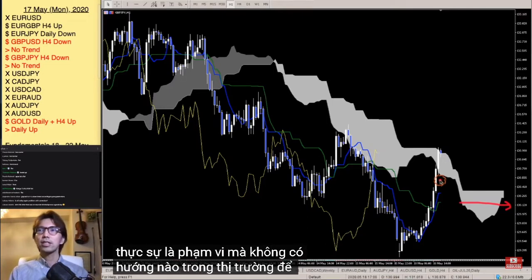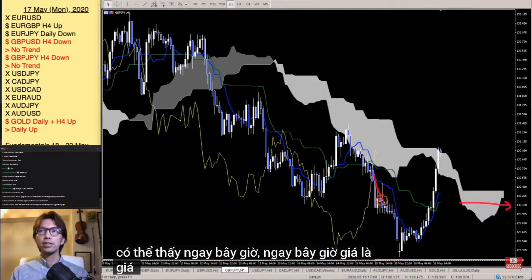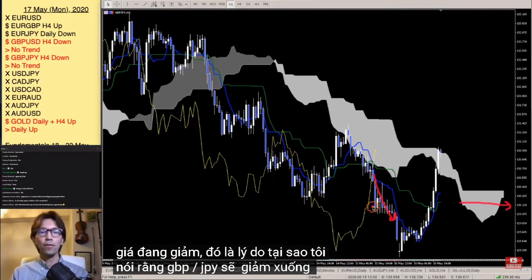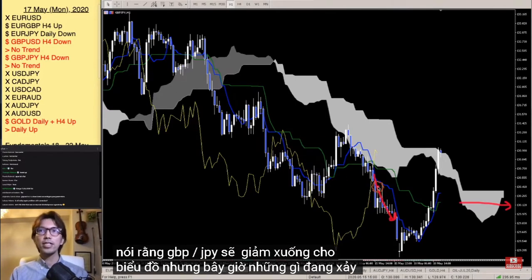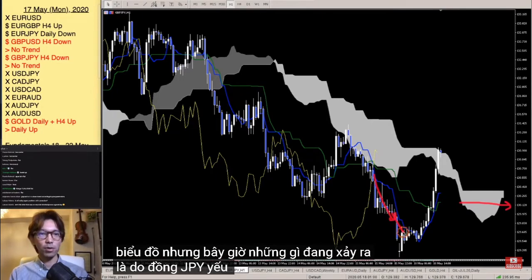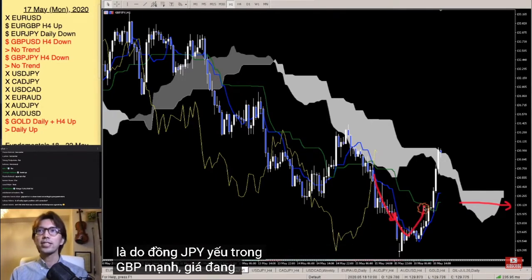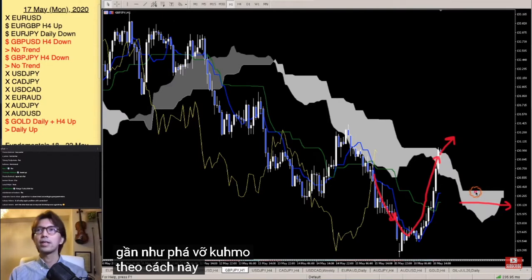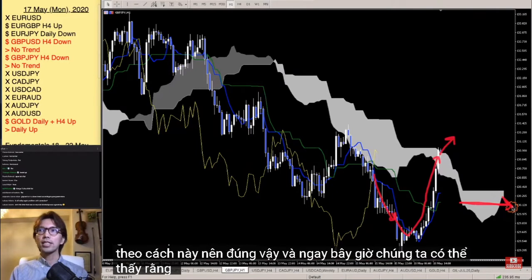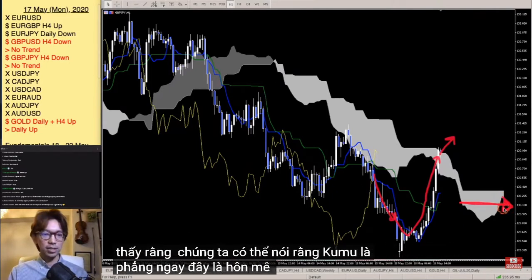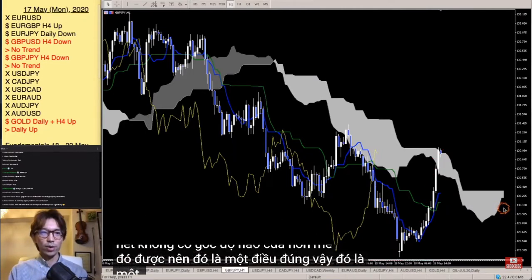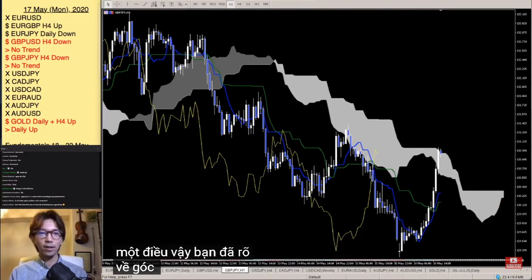within the market. So as you can see right now, the price was going down. That's why I said that GBP JPY was going down in the 4-hour chart. But now what's happening is that because of the weak JPY and strong GBP, the price is going up, and it's almost breaking the Kumo upwards. So right now we can say that the Kumo is flat. This is a flat Kumo. First of all, there's no angle to that Kumo. So that's one thing. Are you clear about the angle of the Kumo now?